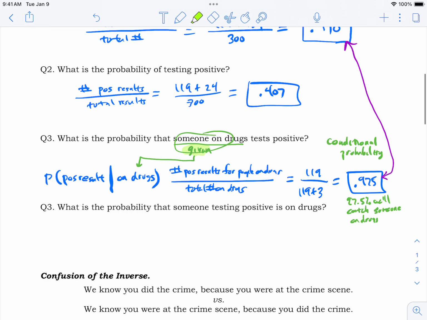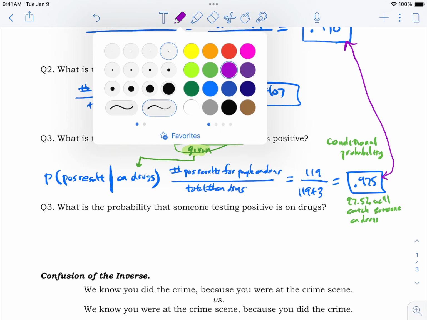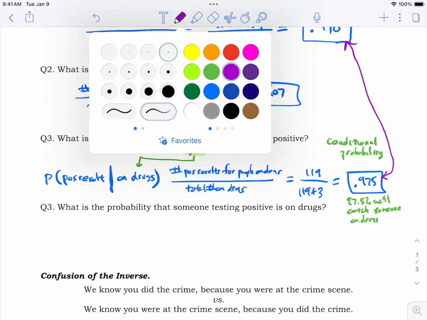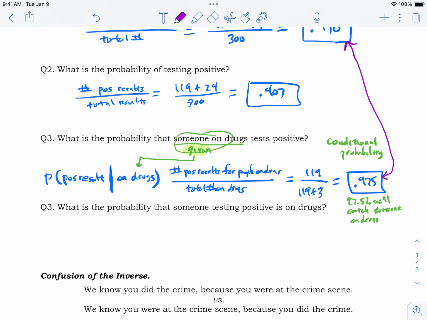So anyway, let's look at this question. This question is very worth looking at. Let's go back to blue. Boom. What is the probability that someone testing positive is on drugs? Now that's really the question, isn't it? In your case, you just tested positive. So given that you tested positive, what's the probability that you're actually on the drugs? That's a different question, isn't it?